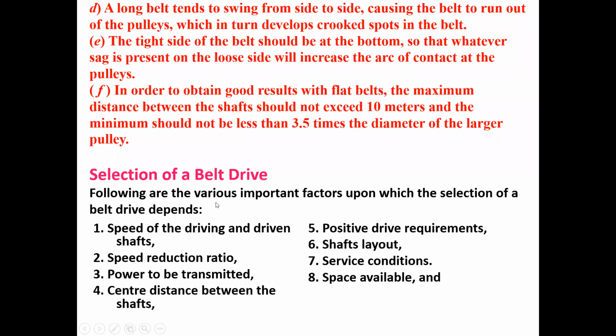Now, the selection of belt drives. How do we select our belt drives? The first is the speed of the driving and driven shafts, second is the speed reduction ratio, another is the power to be transmitted, and the fourth is the center distance between the shafts. Another is the positive drive requirements, and shaft layout, service conditions, and space. Those are all the requirements for selection of belt drives.